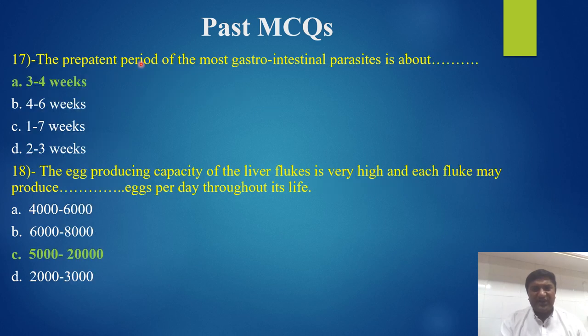Next is the prepatent period of the most gastrointestinal parasite is about dash: 3 to 4 weeks, 4 to 6 weeks, 1 to 7 weeks, 2 to 3 weeks. So the 3 to 4 weeks is the best answer for this. Next is that the egg producing capacity of the liver flukes is very high, and each fluke may produce dash eggs per day throughout its life. So the 4,000 to 6,000, 6,000 to 8,000, 5,000 to 20,000, 2,000 to 3,000. So the 5,000 to 20,000 is the best answer for this MCQs.